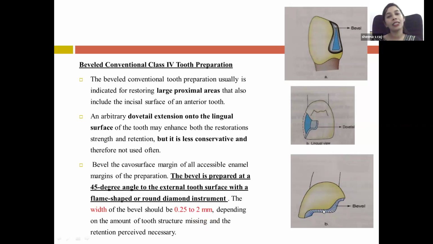Last time we used a round burr, right? Here we'll be using a flame shaped burr, or a round diamond burr will be used. So what is the width of a bevel? Since this is the beveled conventional preparation, it will have a thickness of 0.25 to 2 mm. So that is very important.